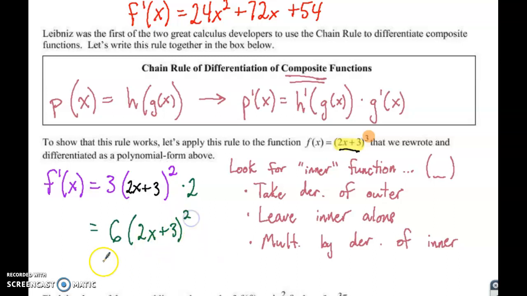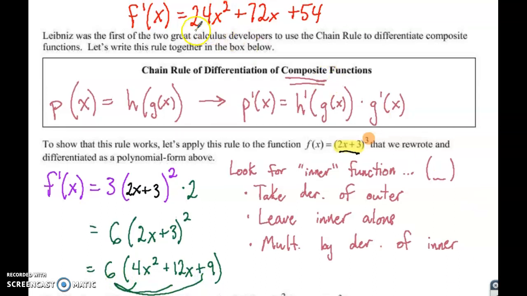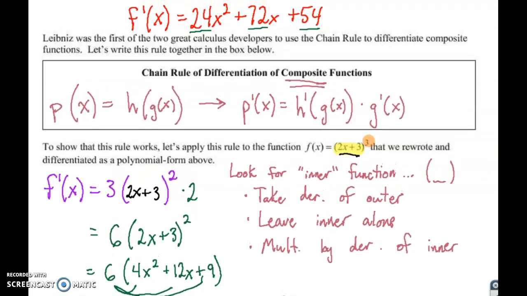Now, if you actually FOILed this out, which I do want you to practice here, you get 4x squared. The outside would be 6x. The inside is 6x, so that is 12x plus 9. And what do you think will happen once I distribute this 6 to all of these? Well, 6 times 4, you can see it at the top of the screen, is 24. 6 times 12 is 72. And 6 times 9 is 54. So this rule works. Again, pause the video at any time and really soak this in. Make sure you understand.